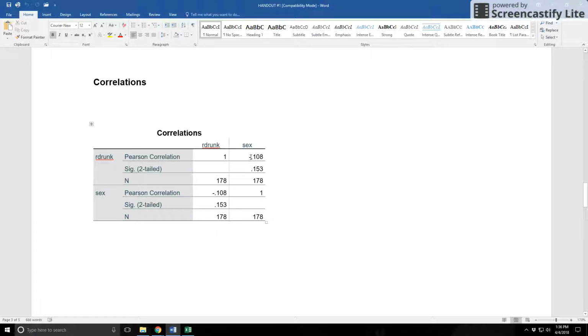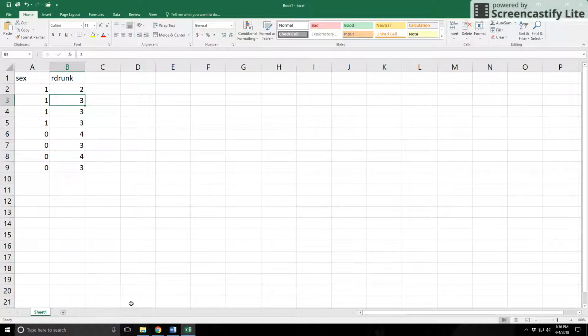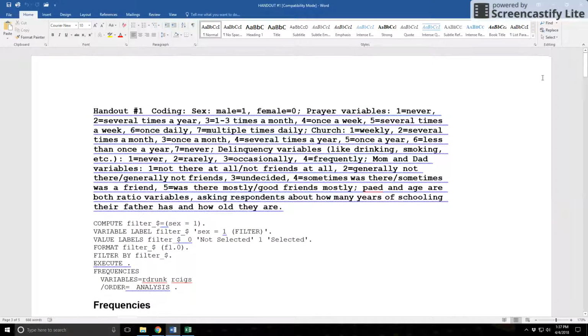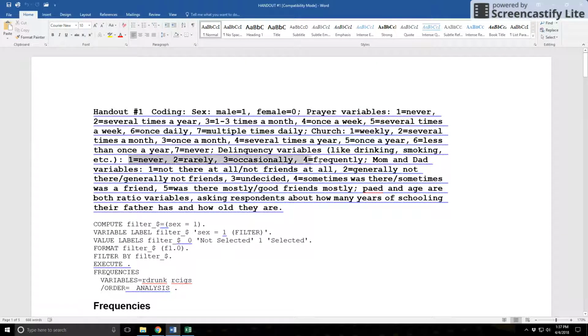Well, the sign tells you that the ones were on the lower end of the rdrunk variable. How do you know that? Well, the sign here tells you about the ones compared to zeros, how the ones answered this question. Again, sex is a variable with two options, 0 and 1. rdrunk, as we saw in the last screencast, is coded on a scale of 1 to 4, 1 being never and 4 being frequently.